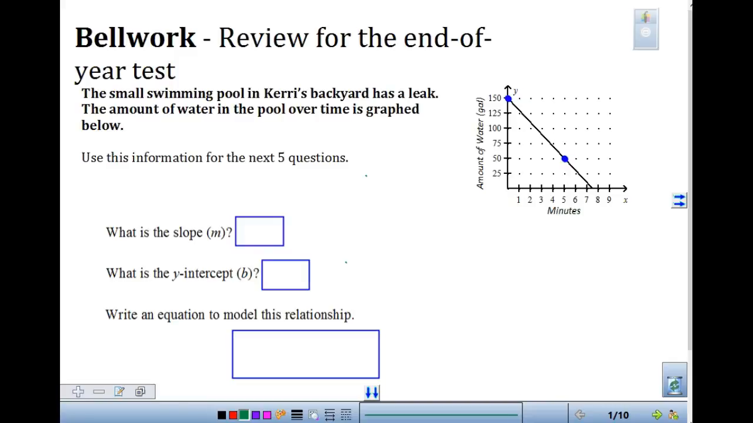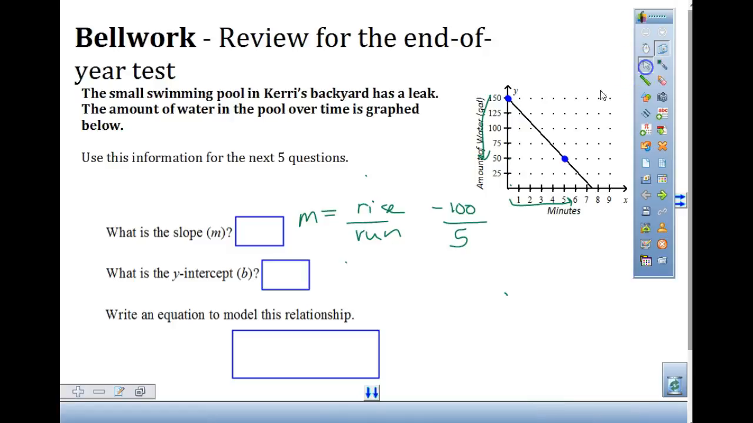So if we are looking at this one, as we start off, to find our slope, M, we know is rise over run. In this case, we went from 150 down to 50. So what was our change? We could say it's a negative 100, right? You could have subtracted those two also. What is our run? Well, we went from 0 over to 5. So our slope in this case should be, what were we looking at? A negative 100 divided by 5 gives us negative 20.